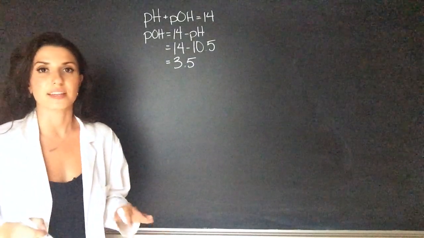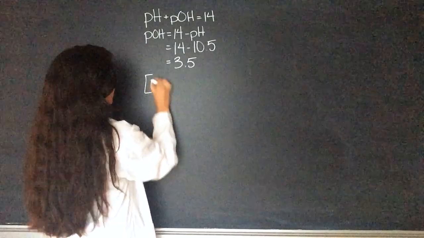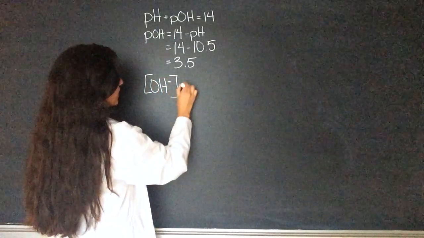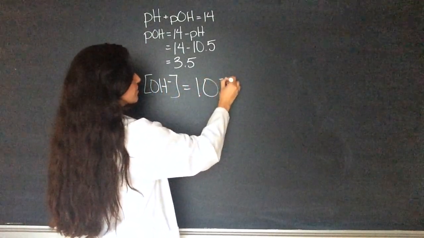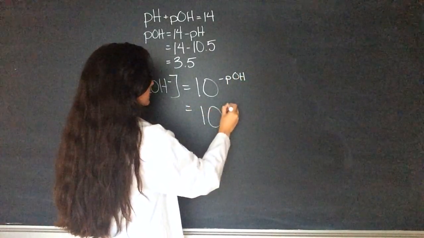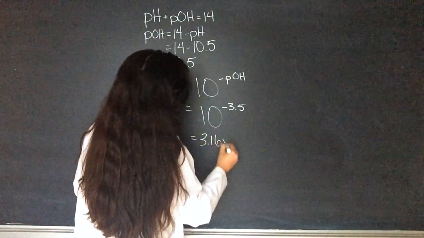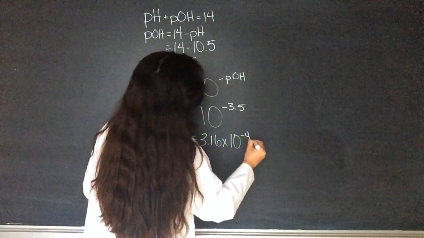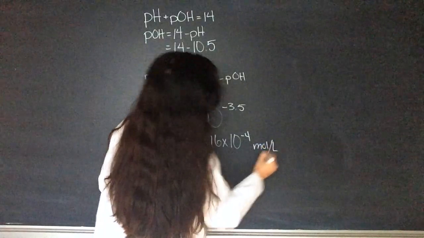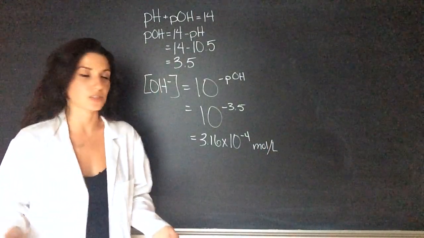Now we can calculate the concentration of hydroxide ions. So we have OH minus equals 10 to the power of the negative pOH. That equals 10 to the power of negative 3.5, which equals 3.16 times 10 to the negative 4 moles per liter. Now let's see how NaOH, sodium hydroxide, dissociates.